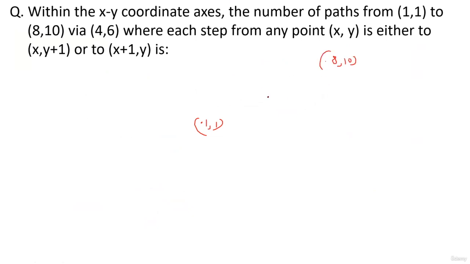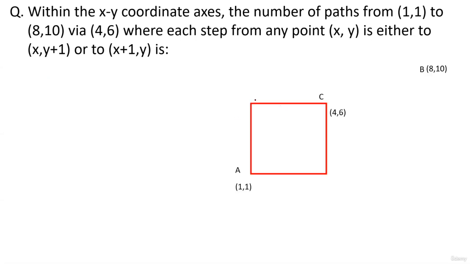But in between there will be a point (4,6). And from any of these points you can travel only from (x, y) to either (x, y+1), meaning you can go one step up, or (x+1, y), meaning you can go one step to the right, right? So you can travel only in the right or the up direction, and you're supposed to travel from (1,1) to (8,10) via (4,6). This is exactly what you're supposed to do.